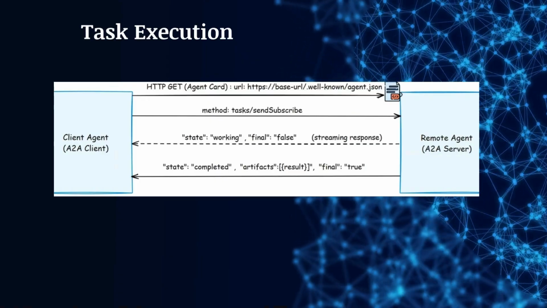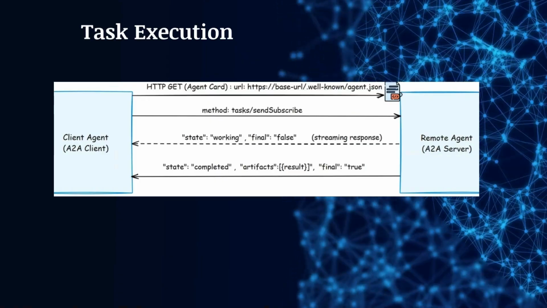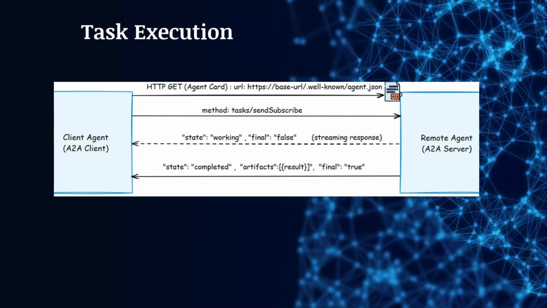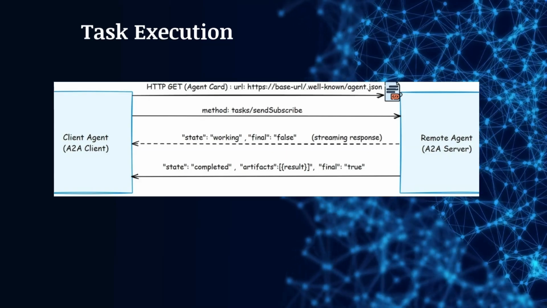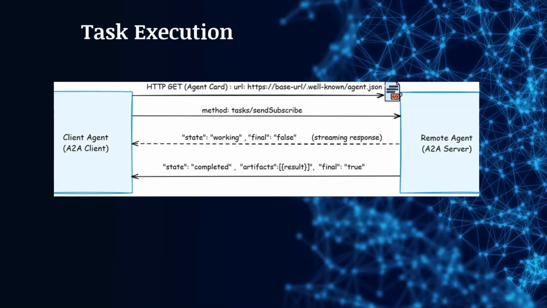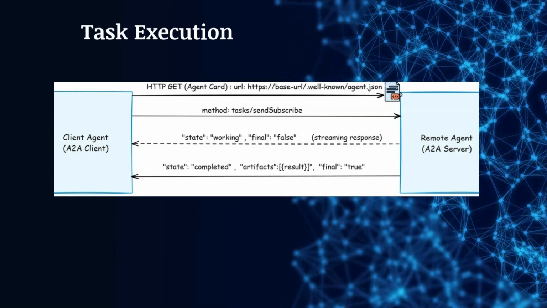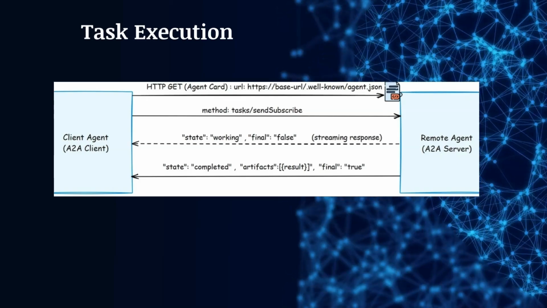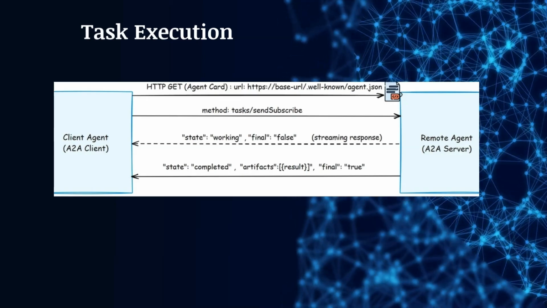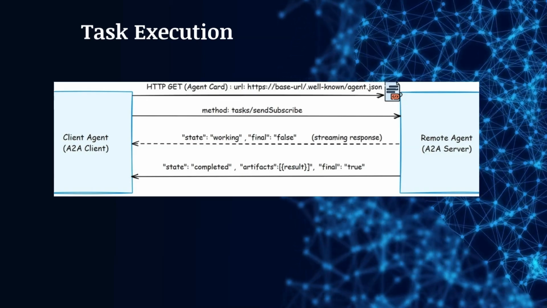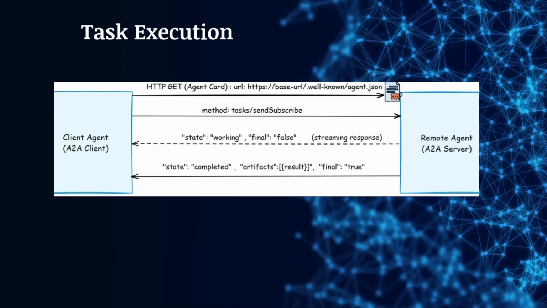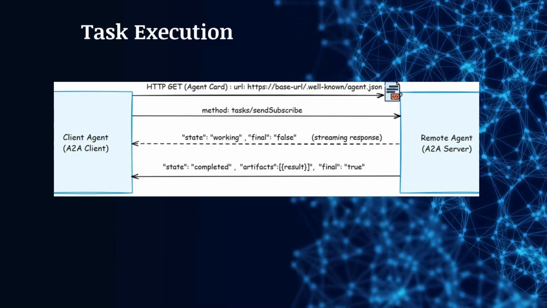This diagram shows the internal technical working of this entire communication protocol. The agent discovery happens by sending an HTTP request to a well-known agent.json agent card. And once it finds the remote agent, it sends the task initiation using the send subscribe method, and the remote agent will execute the task and pass the response back to the local client agent using the state and artifacts.